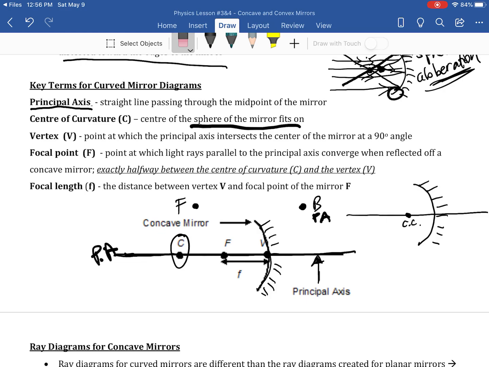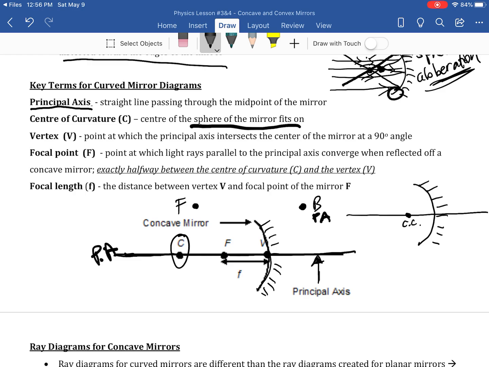But we don't have the full circle, we just have the one mirror. This is what we see, okay? The focal point is a point at which light rays parallel to the principal axis converge when reflected off of the concave mirror. So it's exactly halfway between the center of curvature and the vertex.